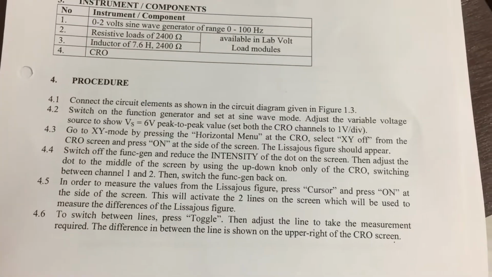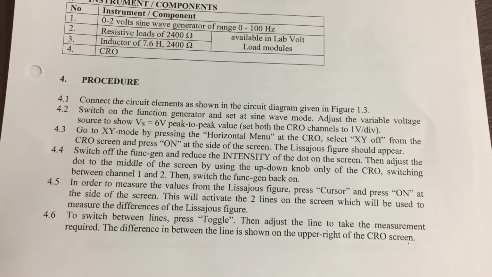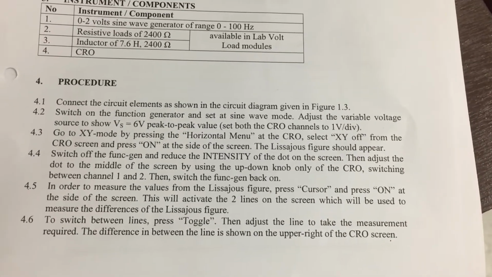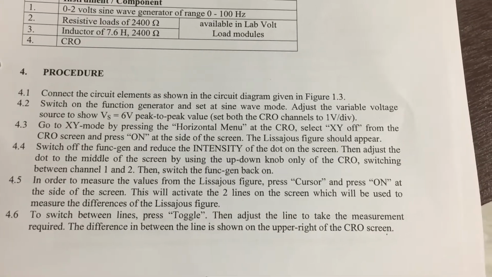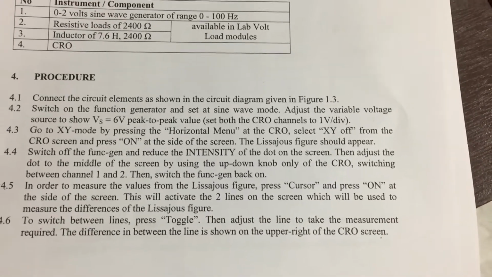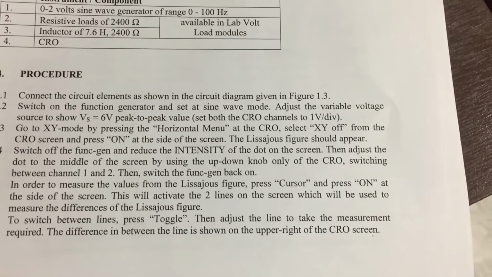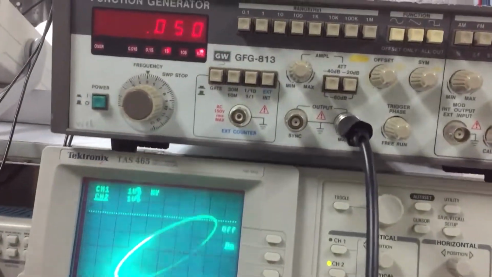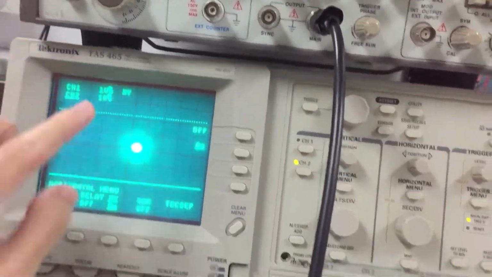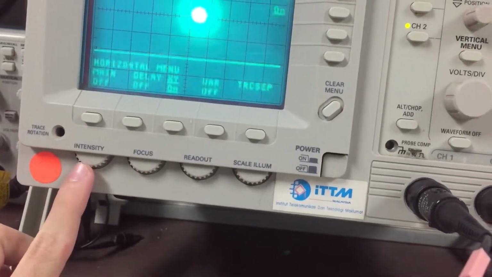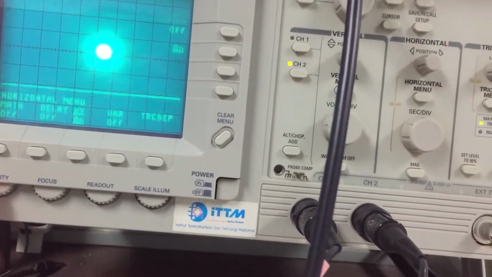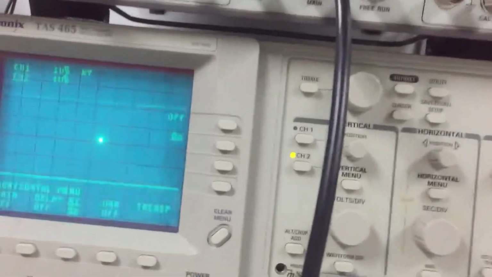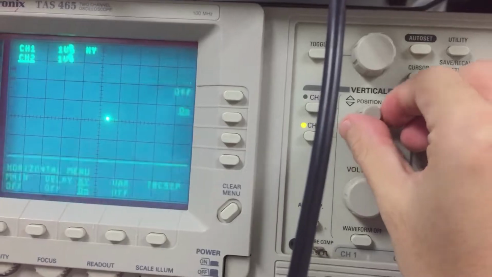To switch off the function generator to reduce the intensity of the dot on the screen, then adjust the dot to the middle of the screen by using the up-down knob only of the CRO, switching between channel 1 and channel 2, then switch the function generator back on. So now we have to switch off the function generator and reduce the intensity. The intensity will be over here, and then we can reduce the intensity, and then by pushing the position toggle.